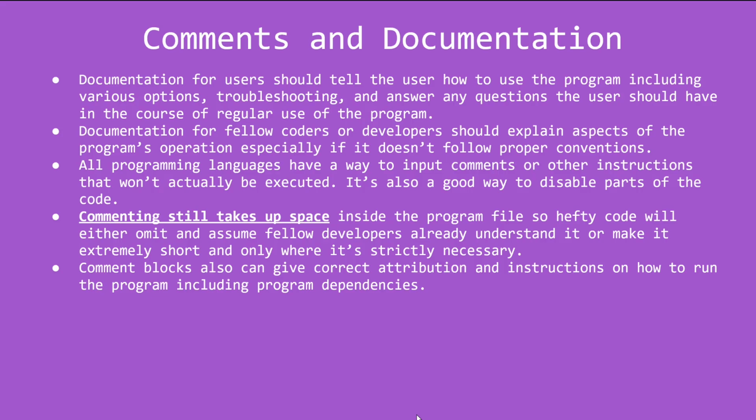So heavy code will either omit comments or assume fellow developers actually understand it, or they'll make them extremely short and only when it's strictly necessary. This used to be a major thing with coding when resources were a lot more limited. And in fact, with hobby electronics, you can kind of return to that time. Comment blocks also can give correct attribution and instructions on how to run the program, including things like program dependencies.